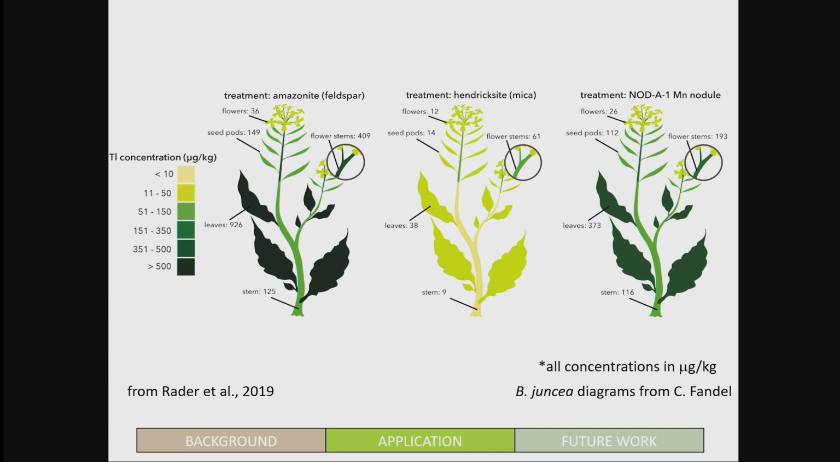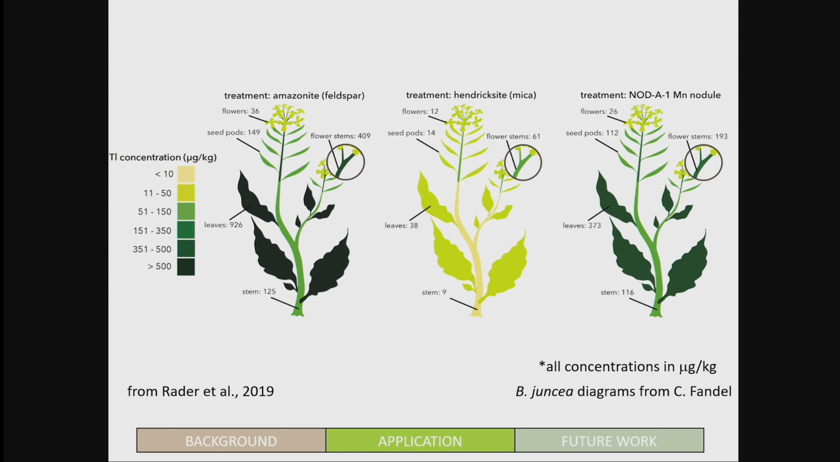We had a feldspar, a mica, and a manganese nodule, and they all were added at the same concentration. So each soil started with 20 micrograms per kilogram, or 20 parts per billion of thallium. And we see very similar trends here that we saw in the solution. So the leaves tend to be the most enriched.